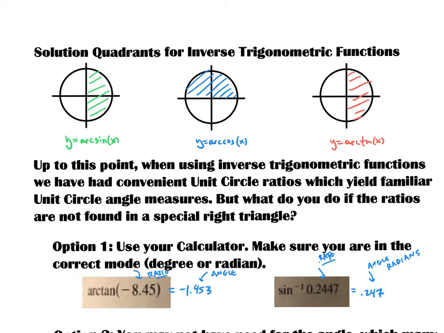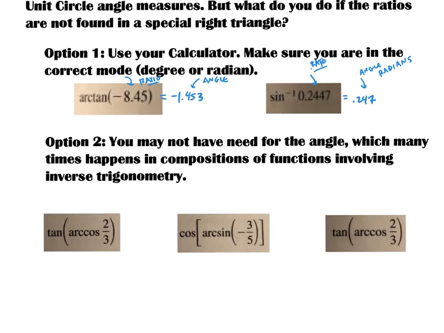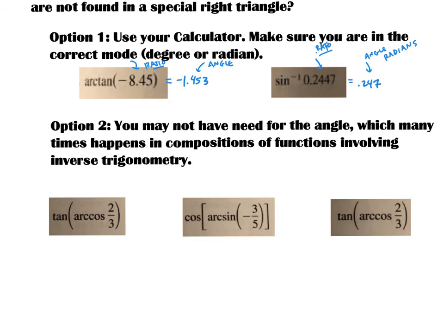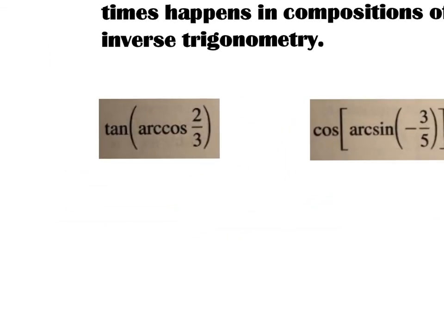Okay, so let's continue. Option 2 is you may not have need for the angle. That might not make much sense, but I'm going to do a couple of examples here where that'll bring what I'm trying to say into a better light. I think we can all agree at this point that the arc cosine of 2/3 will yield us an angle. Input is a ratio. Output is an angle. So I'm going to call that angle theta.